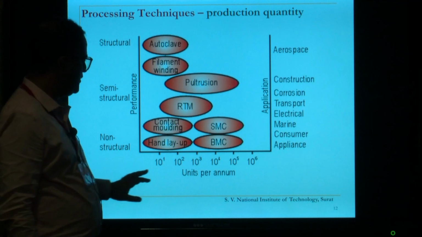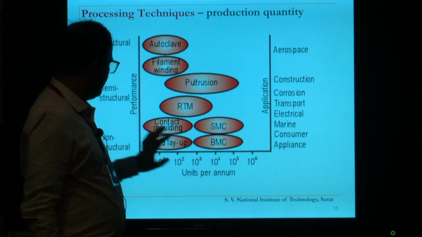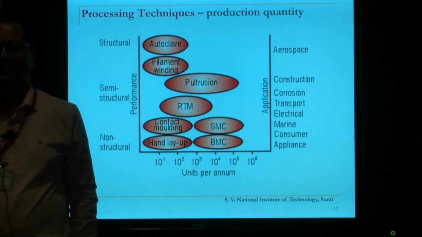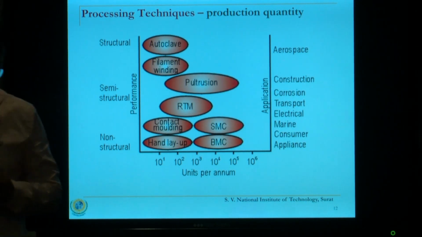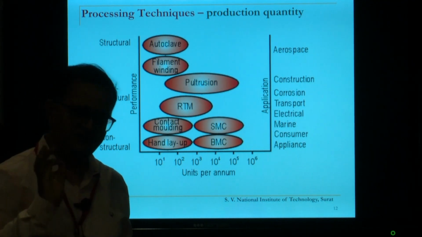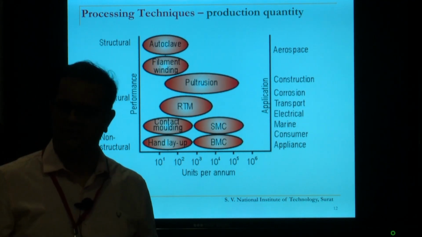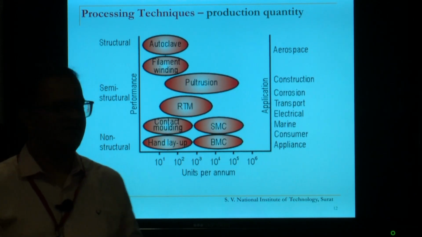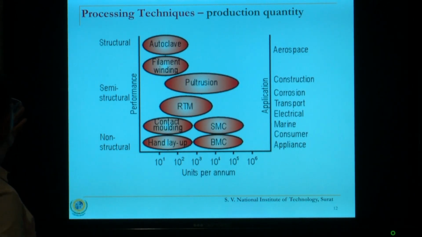The number of units that you make, depending on that and depending on these combinations, there are different processes available. So, in a way, what is happening is, if you say process A, that process A has more of its application in certain combinations of tasks. Say, when you want to go for structural applications for aerospace, then you have those two processes.